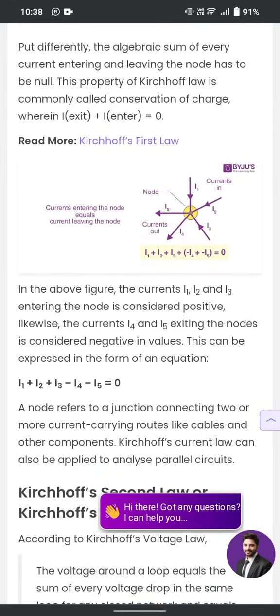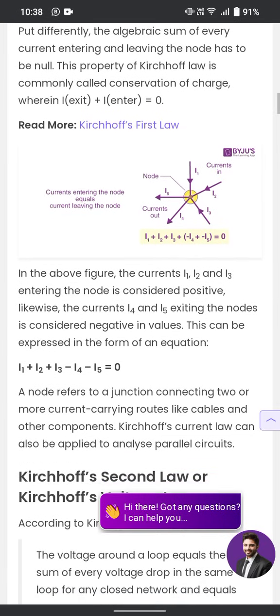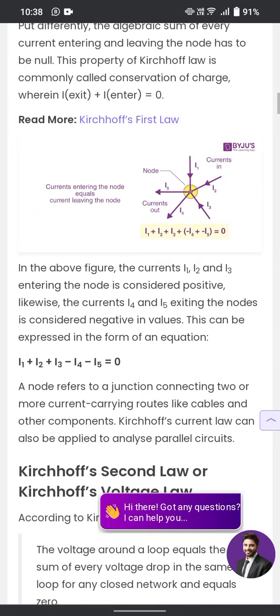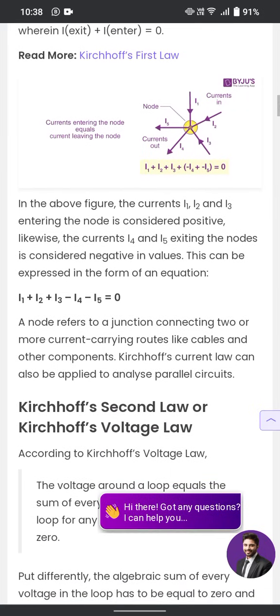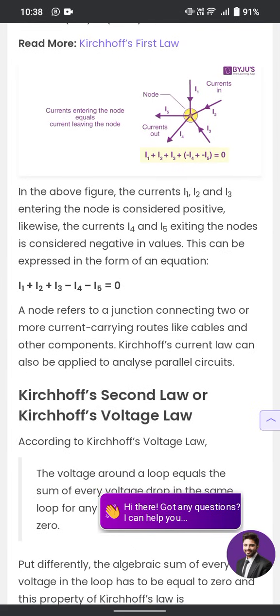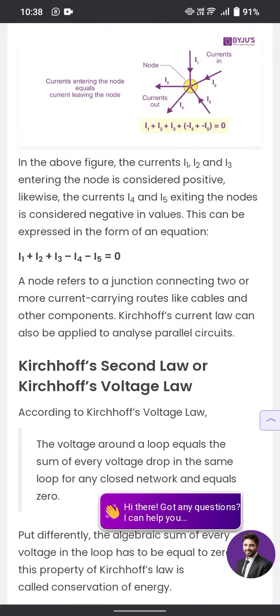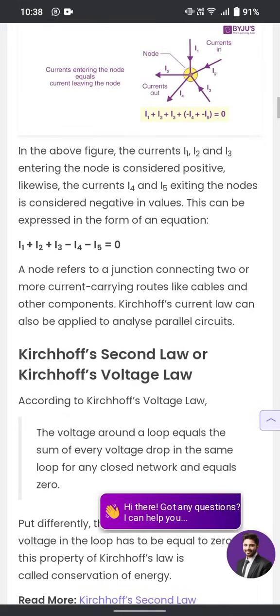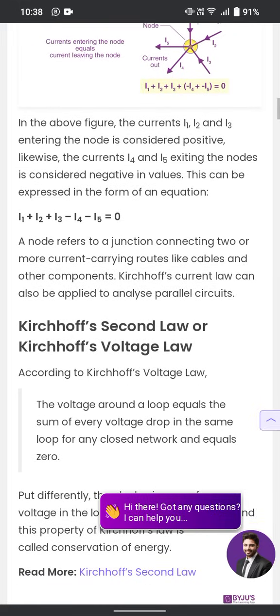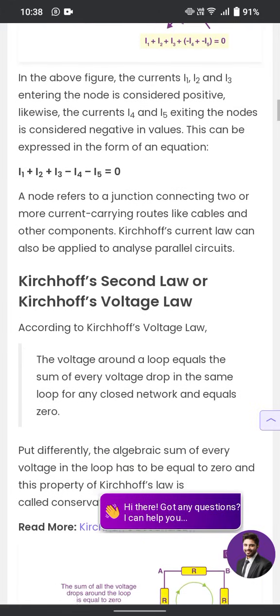In the above figure, the currents I1, I2, and I3 entering the node are considered positive. Likewise, currents I4 and I5 exiting the node are considered negative in value. This can be expressed in the form of the equation: current 1 plus current 2 plus current 3 minus current 4 minus current 5 equals 0. A node refers to a junction connecting two or more current-carrying routes like cables and other components. Kirchhoff's current law can also be applied to analyze parallel circuits.